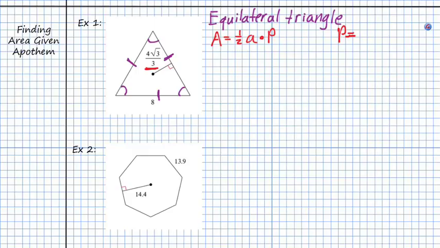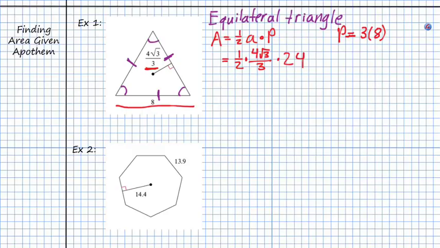So the length of the side times the number of sides will give us the perimeter. So we have 8 in this case, and we have 3 sides because it's a triangle. So we have 3 times 8, and that'll give us 24. So we know that this is 1/2. We know that the apothem is going to be 4 square root of 3 over 3, and we know that my perimeter is going to be 24.